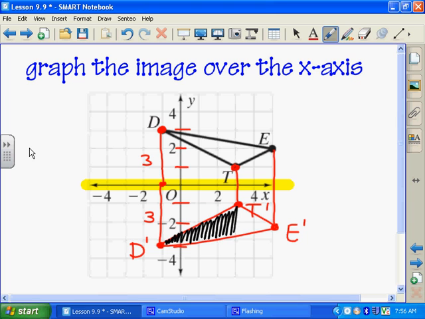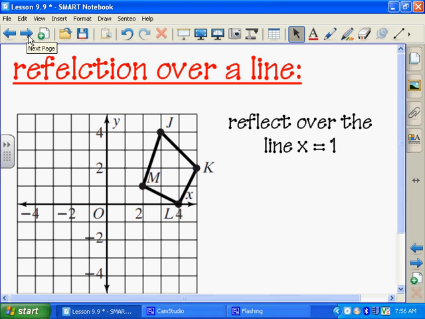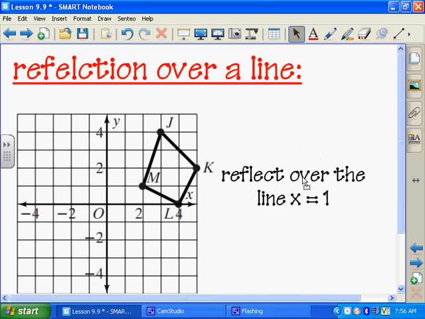Now, what else they might do is they will want you to reflect it over a line. So you'll have to remember how to graph lines where it says x equals or y equals. So one thing you might want to put in your notes is if you have y equals 2, let's pretend that is the line they want you to reflect over. If you have y equals 2, you have to remember it goes through 2 on the y-axis. So my line goes through 2 on the y-axis. So it would look like that.